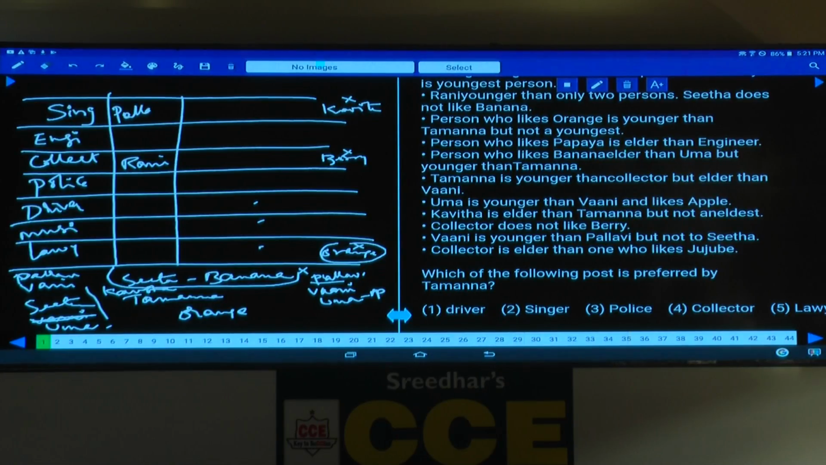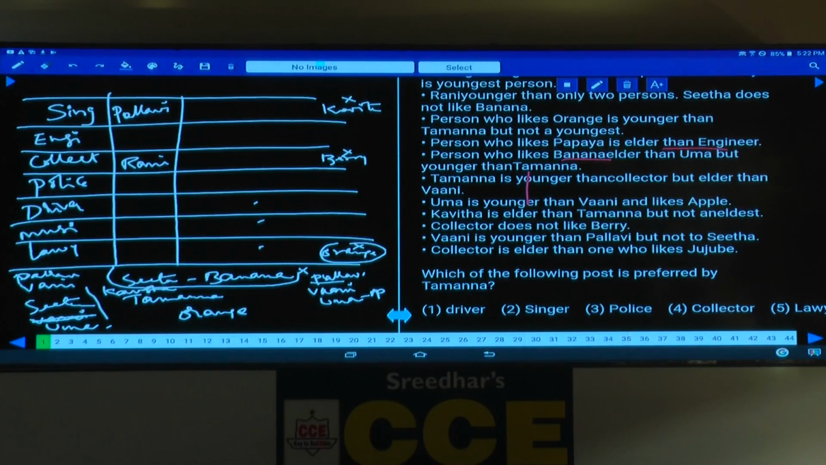If you fix Pallavi at this place, then what is the other information here? Kavita. Now information regarding this Kavita. Rani is younger than Sita, does not like Banana, and the person who likes orange is younger than Tamanna, but not the youngest. And the person who likes papaya is elder than the engineer. Person who likes Banana is elder than Uma, but not younger than Tamanna. Elder than Uma. Now Banana, who is that person? Sita is younger than this one.